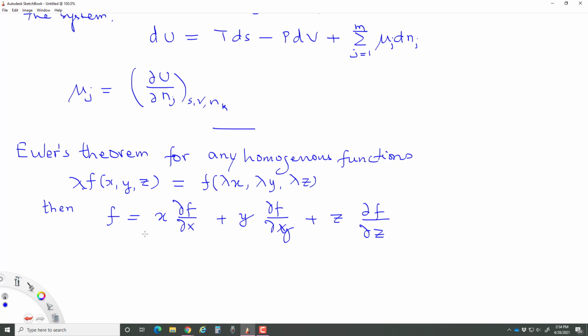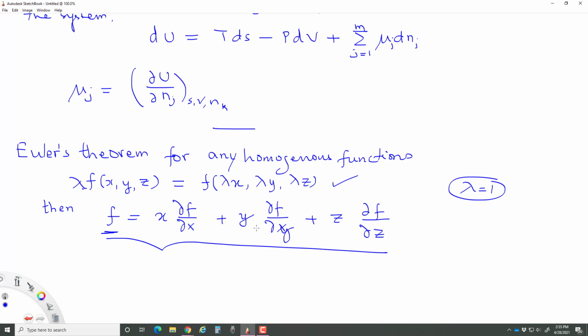And actually you can get this one pretty easily. If you differentiate this equation with respect to lambda, and then suppose that lambda is 1, you will get this function. Okay? So you do the differentiation with respect to lambda on both sides, and then substitute lambda by 1, so you get f on this side and then that on the right side. So let's use that for our internal energy.